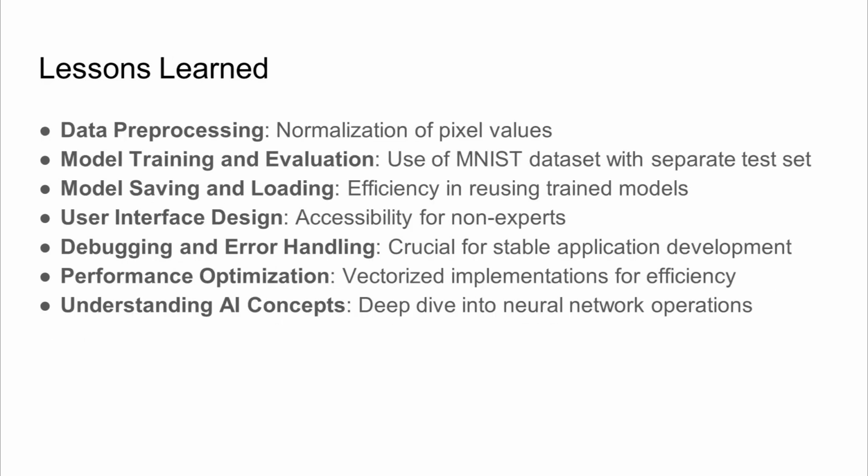And reflecting on the development of the Recognizer project, several key lessons were learned that not only enhanced our understanding of machine learning, but also improved our skills in practical application development. First, the importance of data pre-processing was highlighted through our approach to normalize the input image's pixel values between 0 and 1. This normalization is crucial as it ensures that all input features have a similar scale, significantly aiding in the model's faster convergence during training.